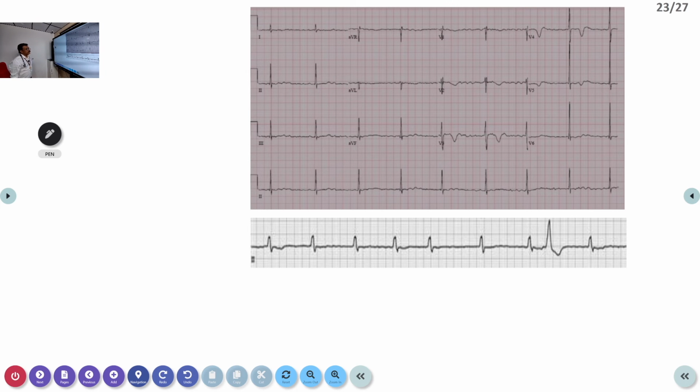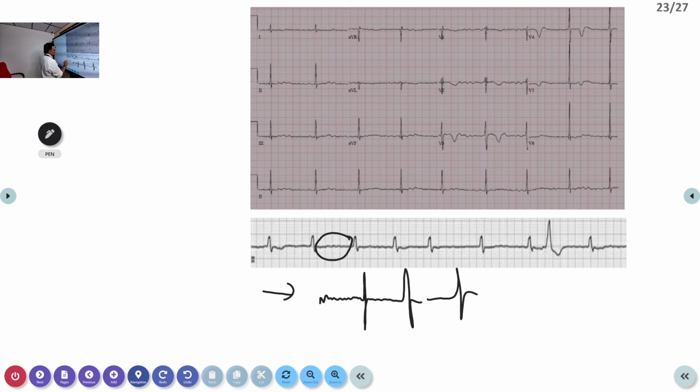So here one important thing is you are not seeing P waves, but the baseline is wavy, like atrial fibrillation, you know, fibrillary waves, then QRS complex, then P wave, then QRS complex, P wave, then QRS complex. In atrial fibrillation, we give beta blocker, diltiazem, digoxin, all these things we give.